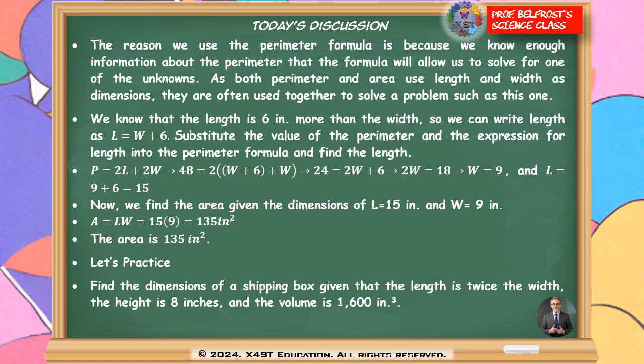Because we know the perimeter, we can find the length and width first, and then use these to find the area. The perimeter is given, it is 48, and the length is W plus 6. By substituting all the information into the equation that we have created, we find that W is 9, and L, being 6 inches more than the width, is 15.